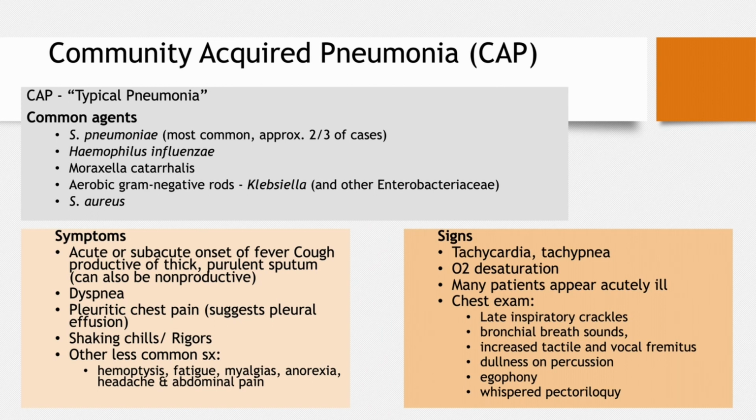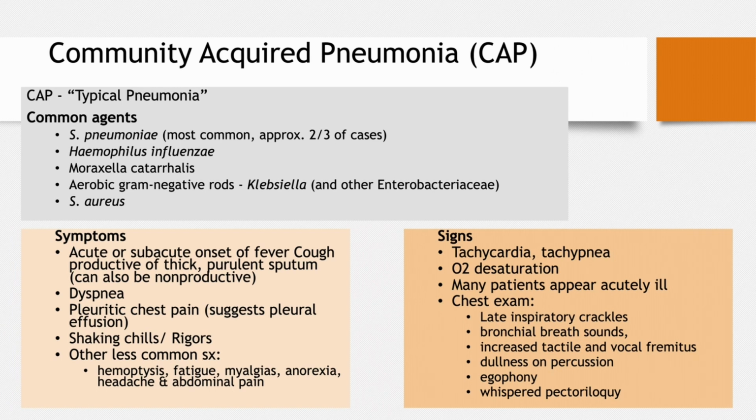In general, when we think of typical pneumonia, the classic presenting symptoms are chills, acute or subacute onset of cough, purulent sputum, usually thick sputum. You can have some cases that don't follow the textbook that are non-productive, but generally speaking, it's acute onset of productive cough with shaking chills, pleuritic type chest pain, and dyspnea. Those are the main symptoms that we're going to see. Other symptoms that you see are fever, hemoptysis, fatigue, myalgias, anorexia, headache, and abdominal pain. These are the main symptoms that we see.